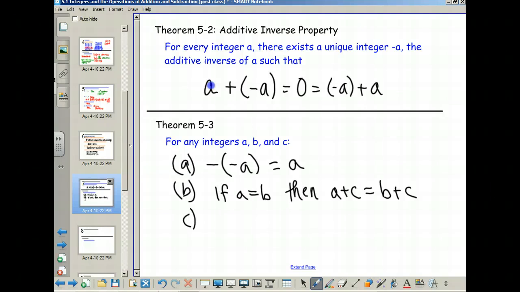Here's the third one. You have negative A plus negative B. This is equal to the negative or the opposite of A plus B. In other words, negative 5 plus negative 7. I could just say what's 5 plus 7? 12, and then I can put a negative in front of it. Instead of kind of combining like terms because they're both negative, they can be combined. And then the negative applies to both on the outside.